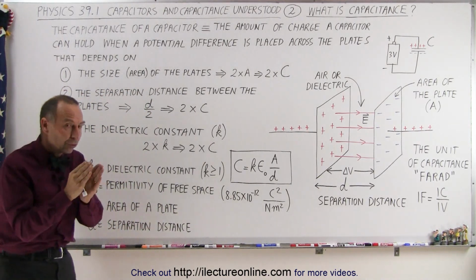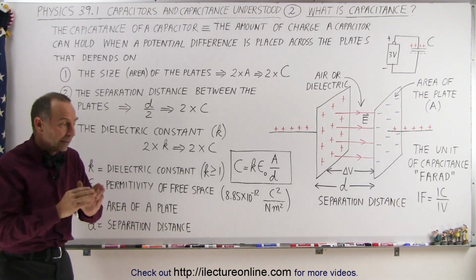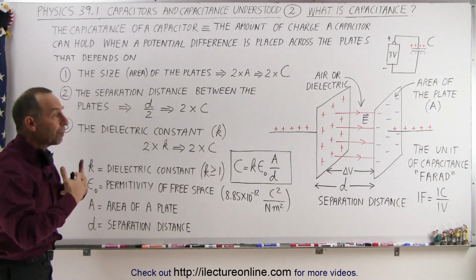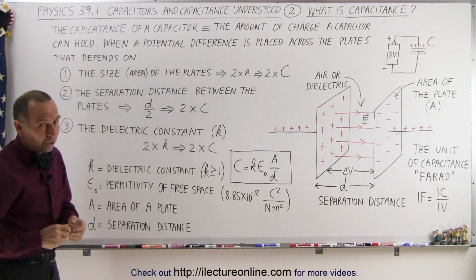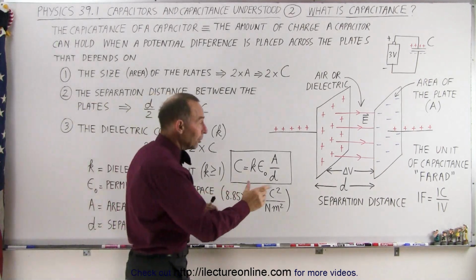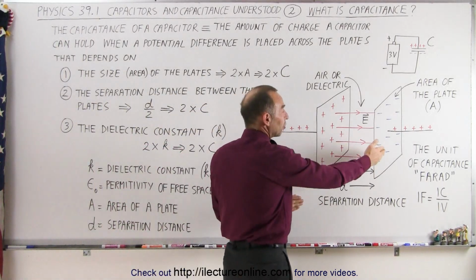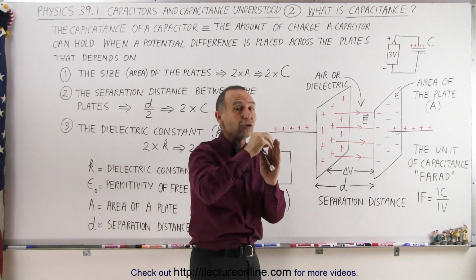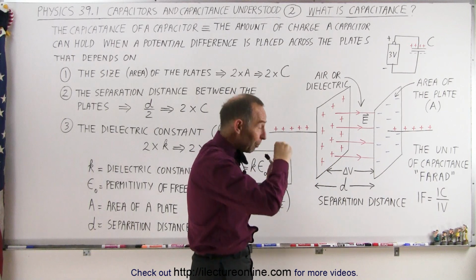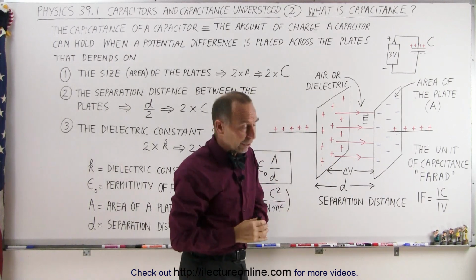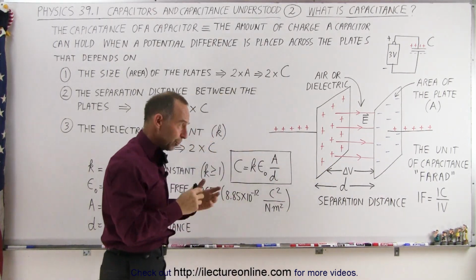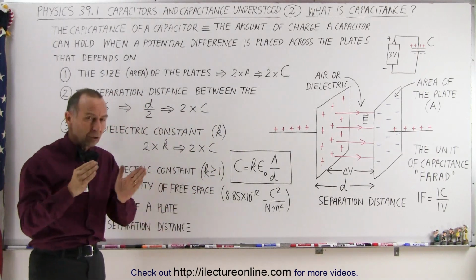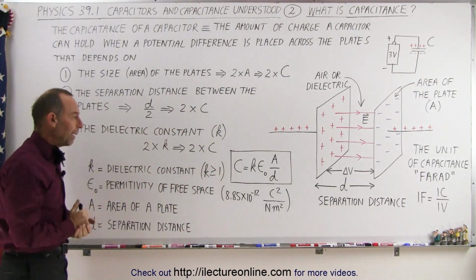And finally, the separation distance. Again, the closer you bring the plates together, the more capacitance the capacitor has. There are some limits to how close you bring the two plates together, because if there's a large potential difference between the plates and you bring them too close together, the charges could potentially jump across the gap. That's something we'll explore later as well. So there are some limitations, but again, the closer you bring the plates, the greater the capacitance.